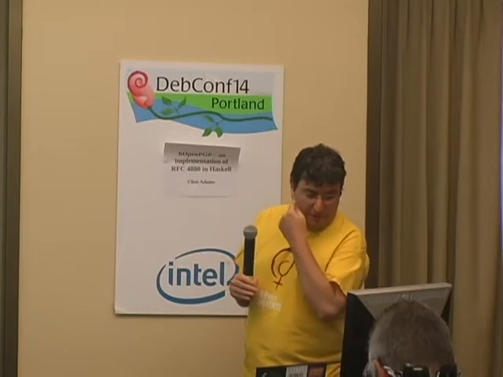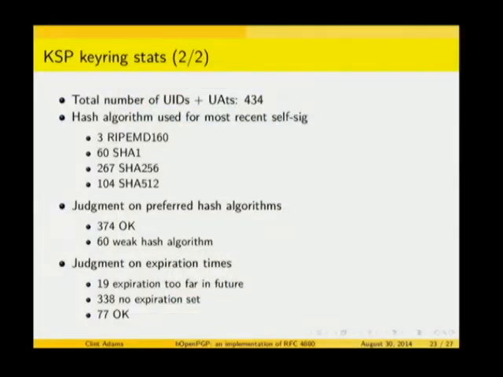And this is about user IDs and user attributes. And someone is using RipeMD 160 for self-sigs, and most people are not. And so this is more than there are keys. Is that because it's per self-sig on each subkey as well as user ID? Yes, this is each valid certification for each UID or UAT. Not for subkeys. Yes, not for subkeys. Okay. So there's that.